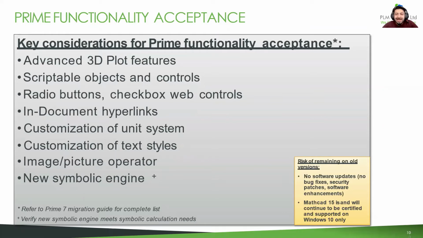One thing we want to highlight to all customers is that there are risks of remaining on the older versions, Mathcad 15 or Mathcad Prime versions 1 to 6. There will no longer be any more software updates, so there will not be any bug fixes, no security patches or software enhancements. That means if you do remain on the old versions, as your computer system progresses, you can see right now it's only supported on Windows 10. As technology progresses, this Mathcad may be left behind and may no longer be usable in the future for you, which is why we highly recommend that you move over to Mathcad Prime 7.